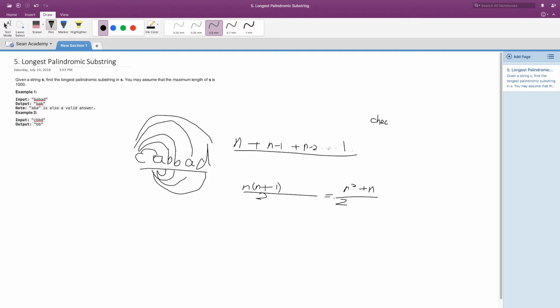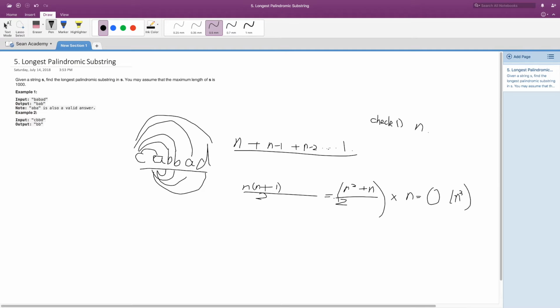But we also need a check function to check if it's a palindrome. This function needs to check every substring: if the first equals the last, and the second equals the second-to-last. So the complexity is n. Multiplying, this will be O of n cubed. Obviously, this algorithm is really slow.